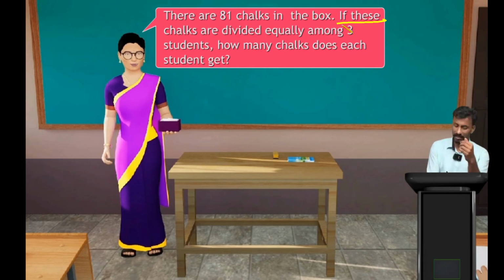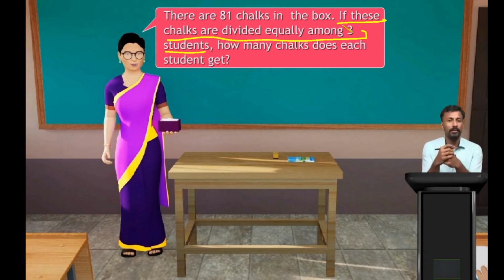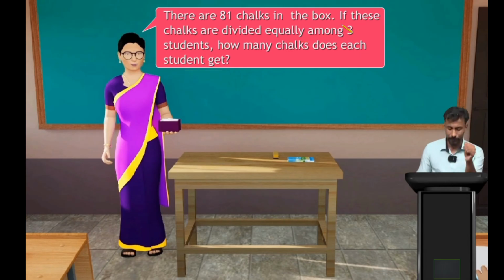If these chalks are divided equally among 3 students, then how many chalks does each student get? Okay, so simply the question says that we have 81 chalks, and we have 3 students. Randomly we are taking 3 students. If I distribute the chalks among them equally, we are distributing an equal number of chalks to them, then what will be the number of chalks each student gets? That will be our question.